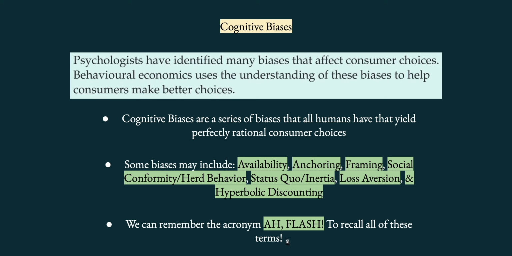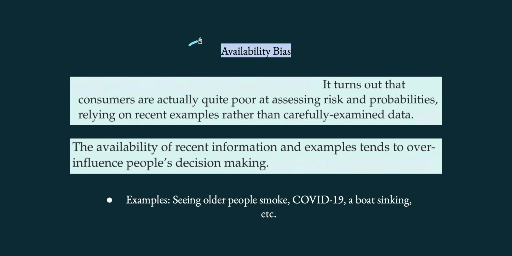And actually, I have gotten a question on a past IB paper that asked me to list all 7 biases. So I remember it using acronyms because that's my easiest way to remember things. FLASH. So we have availability, herding, framing, loss aversion, anchoring, status quo or inertia, and hyperbolic discounting. To recall all of these terms, let's list everything again, because I guess that's the theme of what we're doing today.